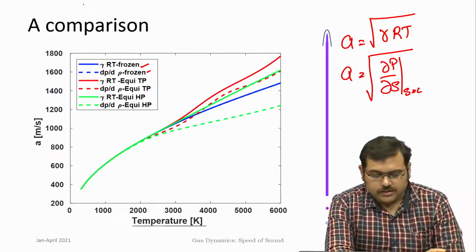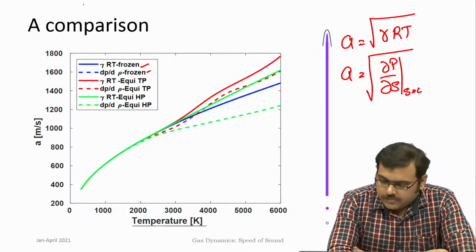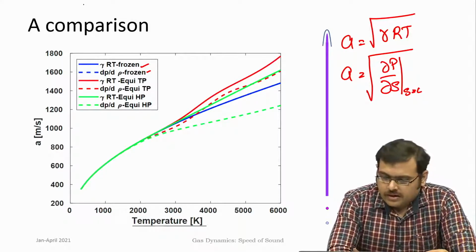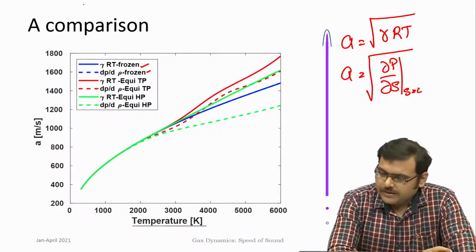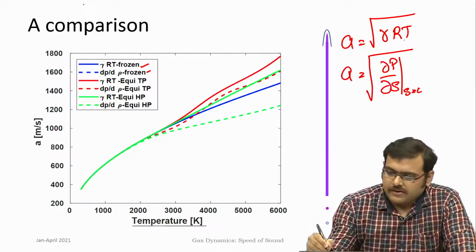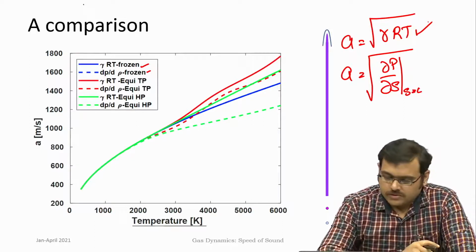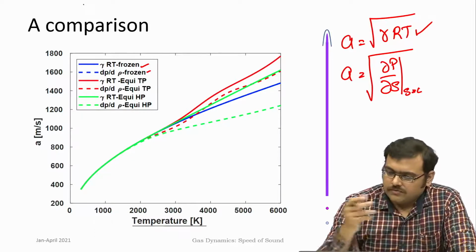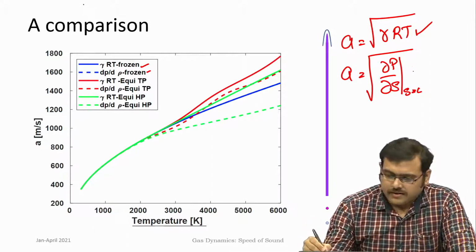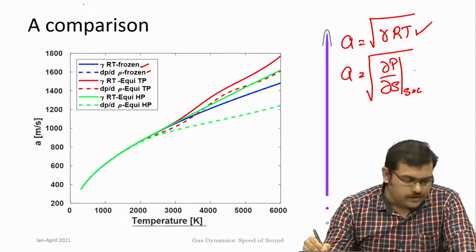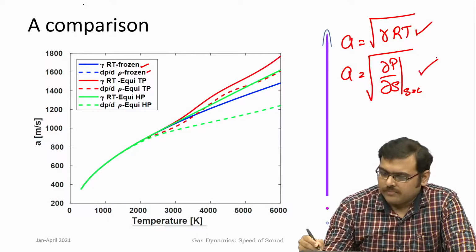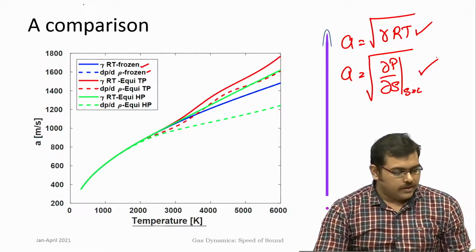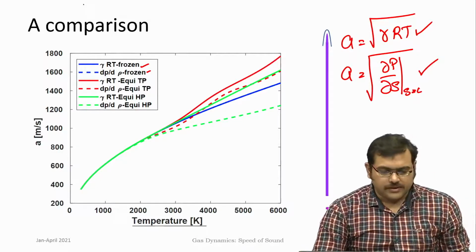So depending on the situation and the problem under consideration, while in the majority of the cases that we do here we will be dealing with perfect gases, and this formulation holds good, if situations arise then we have to go back to the more fundamental equation, which is this one, the square root of dou p by dou rho at constant entropy.